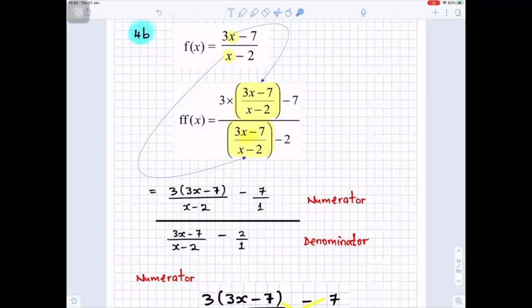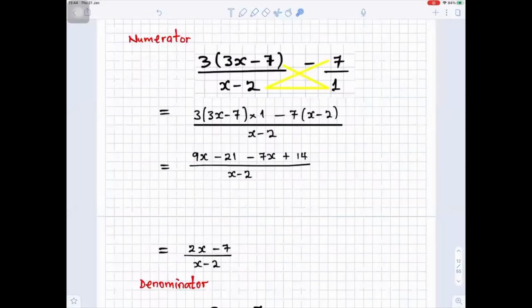Now we're going to do this type of question. Let's work with the numerator first, simplify it, and then simplify the denominator, and then after that we put them together. So to do the numerator, we would cross multiply, follow those yellow lines. It will be 3 times 3x minus 7 times 1 is equal to minus 7 times x minus 2. So 3 times 3x will give you 9x.